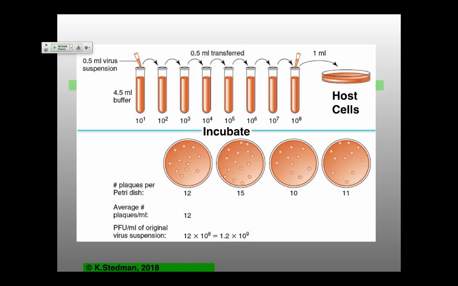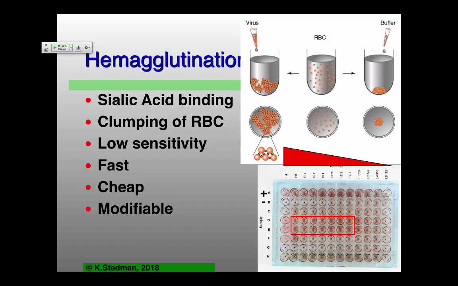So plaque assays are great if you happen to have a nice cell culture system and some way of detecting that the cells are dead. There's also something called a fluorescent focus assay, which is where you detect infected cells rather than just seeing that they've died in some way. And so that's another way of doing these processes.